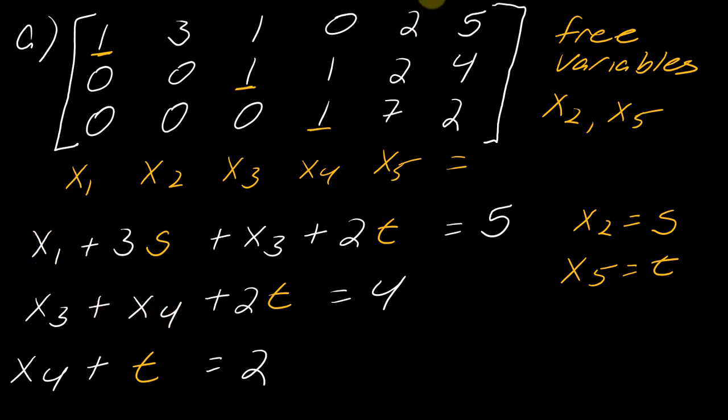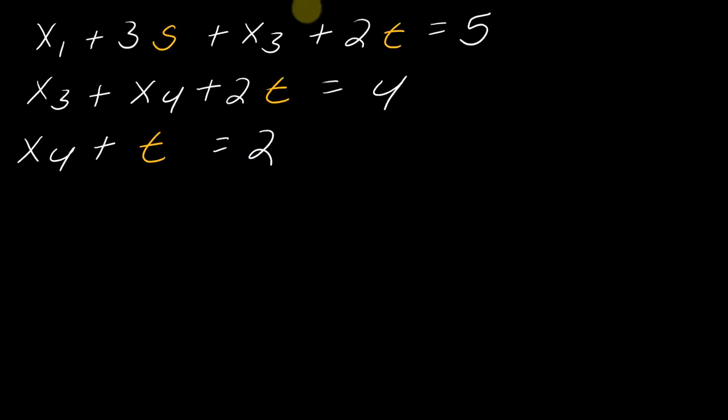So to keep going with this, let's make a little more space. Okay, I think the nice thing about plugging in your free variables is that you remember they are free variables. Now I'm going to go from the bottom up. I need to solve for x4. So x4 is just going to become 2 minus t, so that one's done.